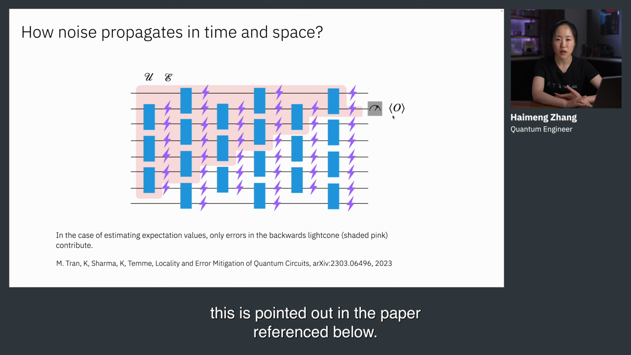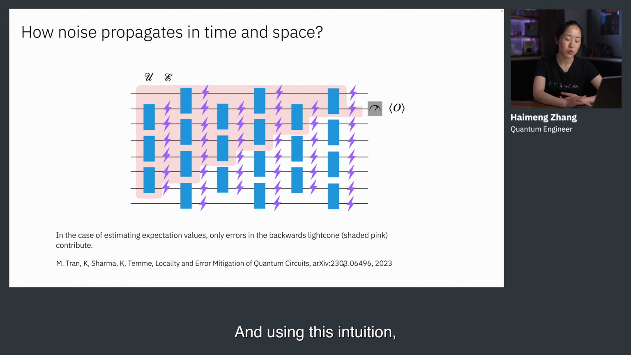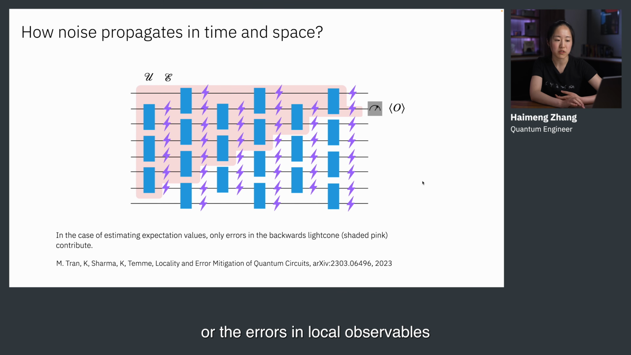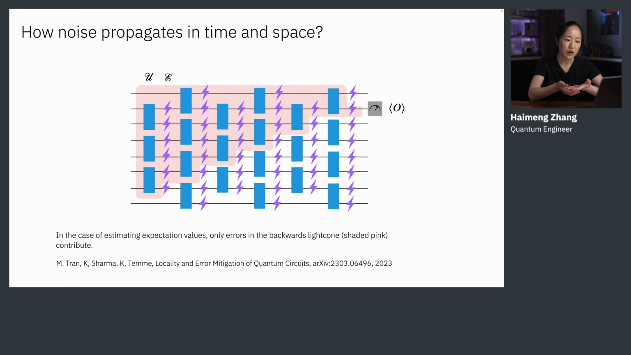This is pointed out in the paper referenced below, and using this intuition, we can argue that the errors in local observables are going to be less than for a general observable on all qubits.